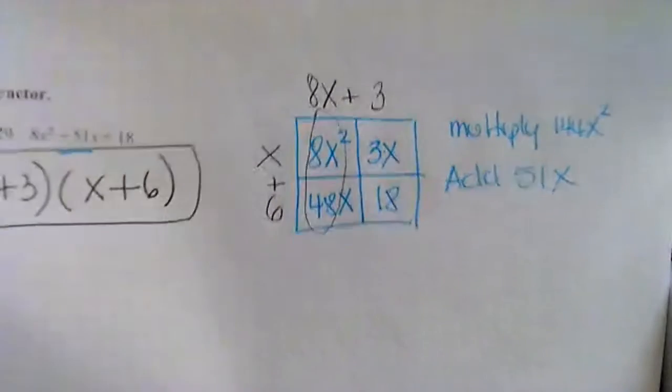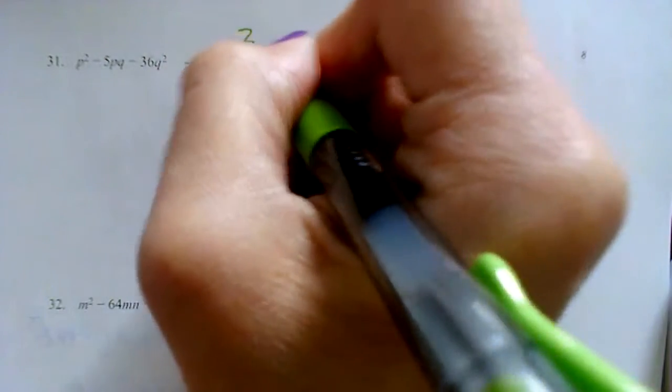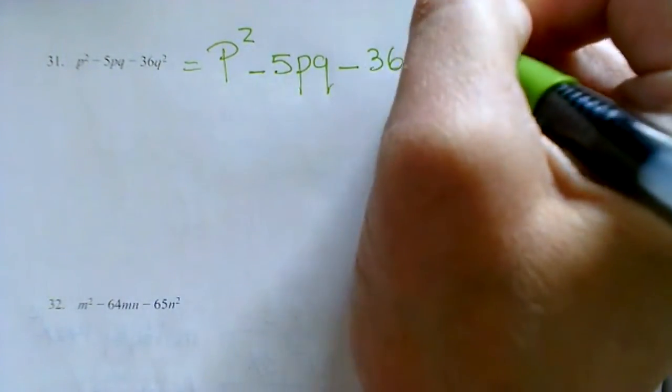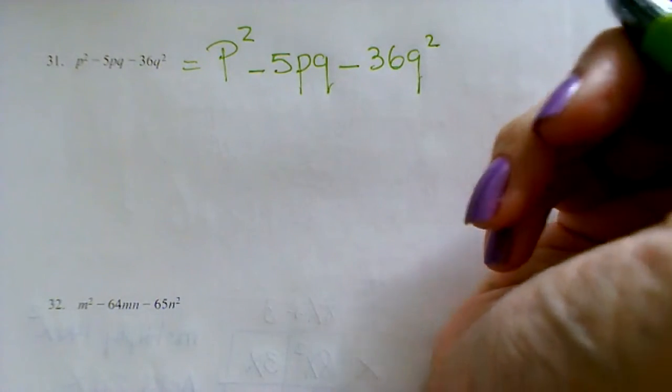29. Let's do 31. Okay, so then this one is what? This one is sum and the product. So I need to find two numbers. So what I have here is p squared minus 5pq minus 36q squared. So I need two numbers.